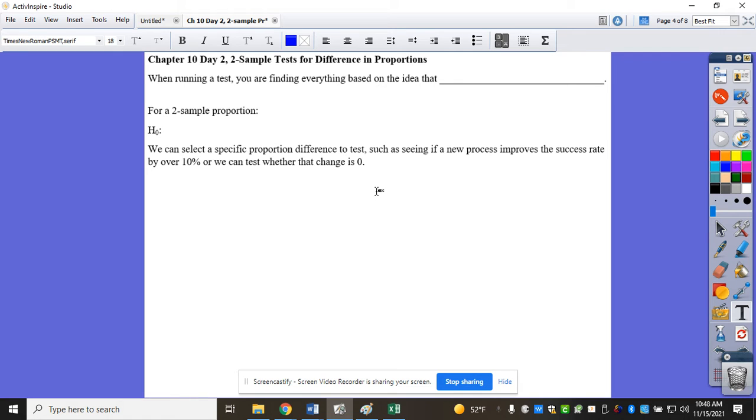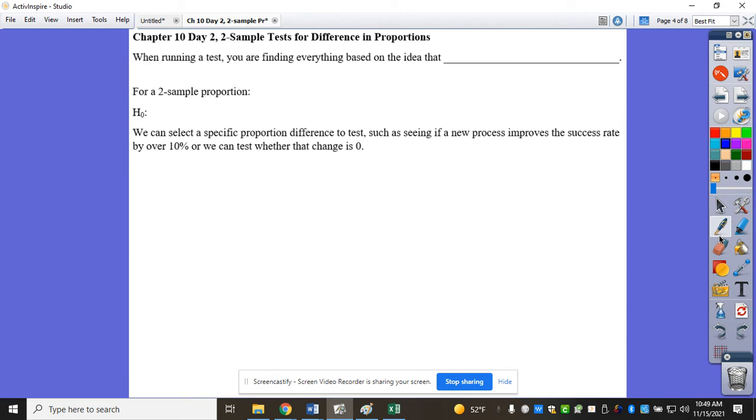All right, so today we are dealing with tests for difference in two sample proportions, as opposed to the interval that we dealt with on Friday. So anytime we are running a test, you are finding everything based on what claimed idea.